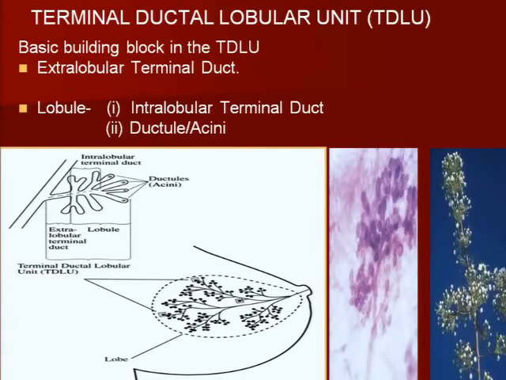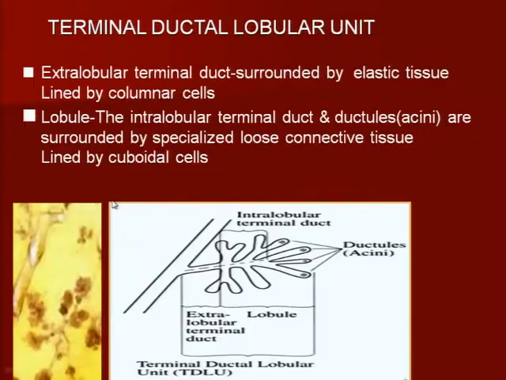The basic building blocks of these TDLUs are the extralobular terminal duct, if you can see from here to here, and the lobule. The lobule is made up of intralobular terminal duct and the ductules and the acini. So you have the extralobular terminal duct and the lobule. The lobule is made up of intralobular terminal duct and ductules, acini, and this whole thing is the TDLU, terminal ductal lobular unit. They are the ones that look like nodules on your mammogram when they enlarge.